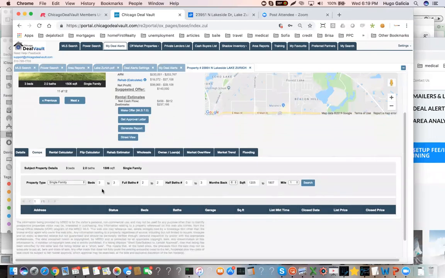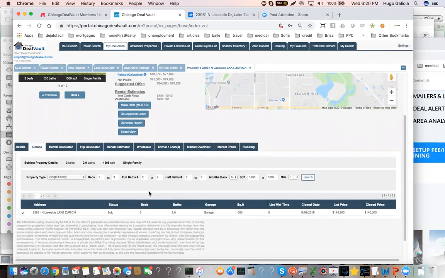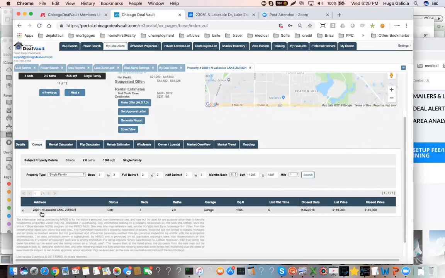So I want to search all the single family homes in Lake Zurich that are 3 bedrooms, 2 baths that sold in the last 6 months within a 1-mile radius. Okay. Now keep in mind, Lake Zurich, it's a small neighborhood. So you might need to go farther than 1 mile, maybe 1.5, if you don't find anything under the defaults. So if I click on search, okay, only one property came back, and this happens to be the subject property, okay? So I'm gonna uncheck these.